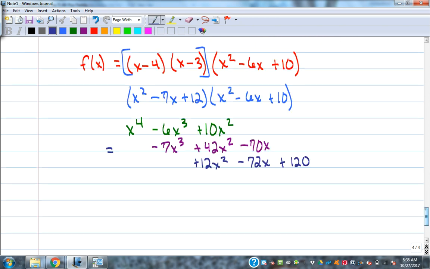I've stacked it up so I can get like terms easily. Bring it down. x to the fourth, negative 13x cubed, 52 and 12 be 64, 72 and 70 will be 142 negative, and the 10 up top. You get it. And there's our polynomial.